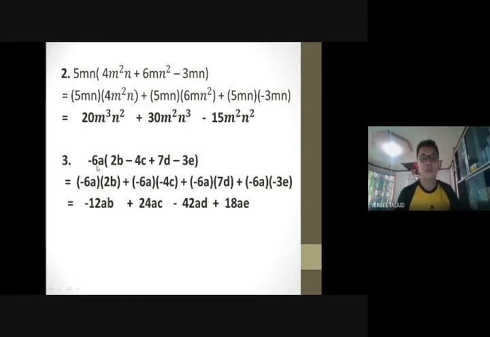Number 3, negative 6a. So we are going to distribute to each term of this multinomial of 4 terms. So negative 6 times 2, that is negative 12, copy ab. Negative 6 times negative 4 is positive because it's like signs, copy ac. Then negative 6 times 7 is negative 42, so we have minus 42 ad. Then negative 6a times negative 3e, we have positive 18, just copy ae. So we don't have similar literal coefficients here. So this is now the final answer.